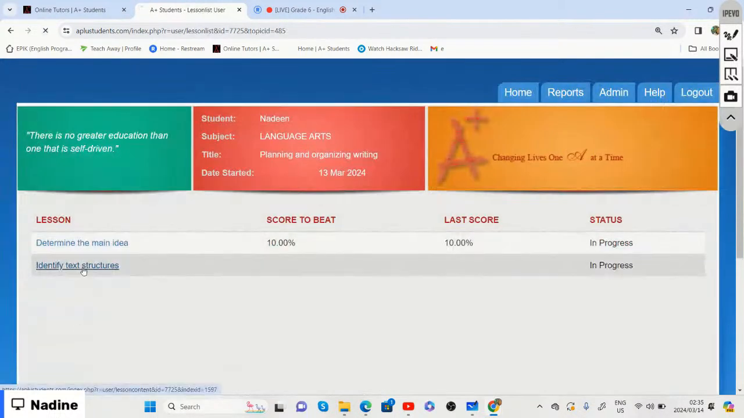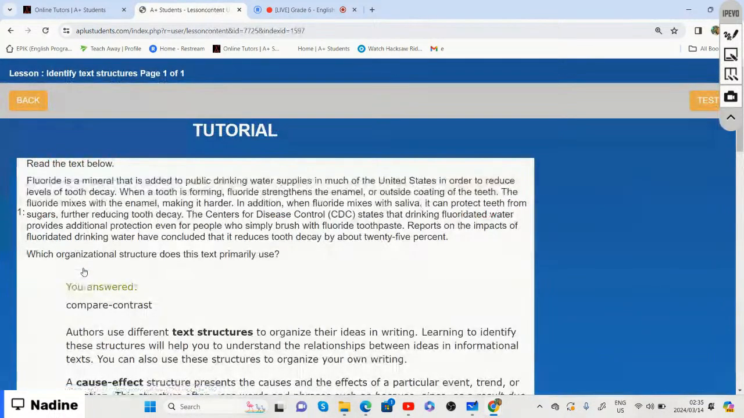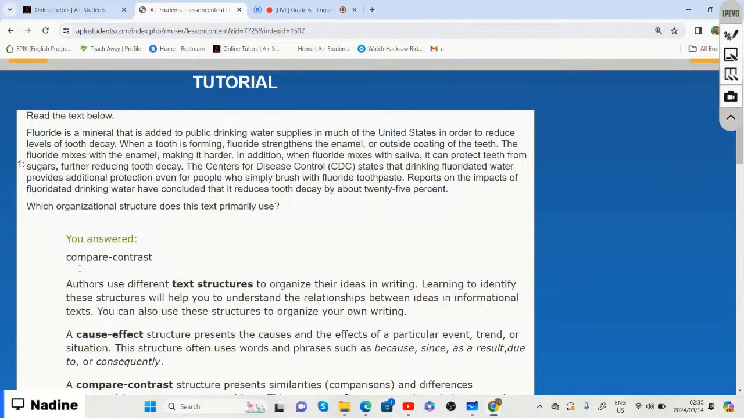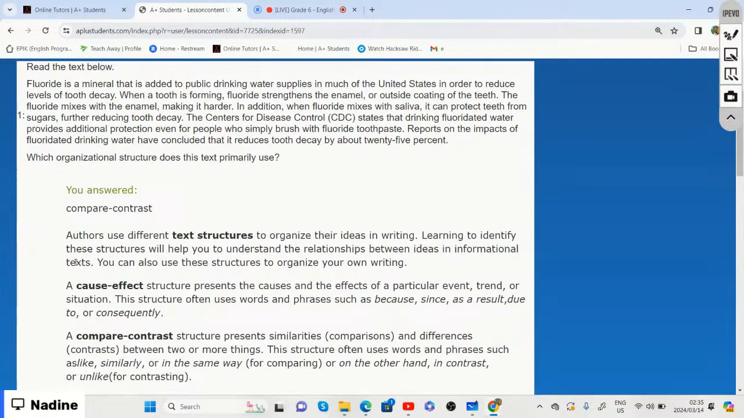All right, so now we need to identify the text structures, right? We see that there are four different types of text structures, and these are used by authors. Authors use different text structures to organize their ideas in writing. Learning to identify these structures will help you understand the relationship between ideas in informational text, and you can also use these structures to organize your own writing.